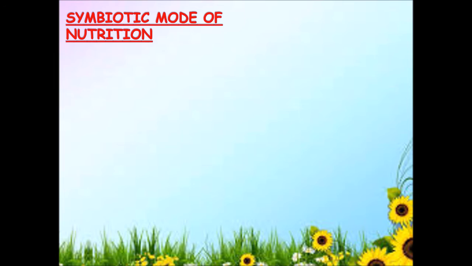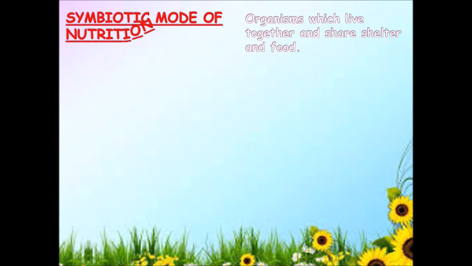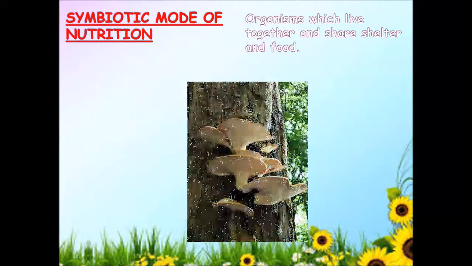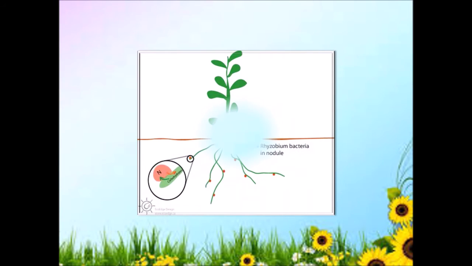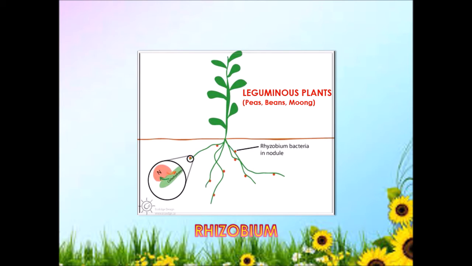Symbiotic mode of nutrition. The mode of nutrition in which organisms live together and share shelter and food like friends is called symbiotic mode of nutrition. In science, such a relationship is called symbiotic relationship. For example, the rhizobium bacteria living in leguminous plants like peas, beans, moong, etc. are in a symbiotic relationship.